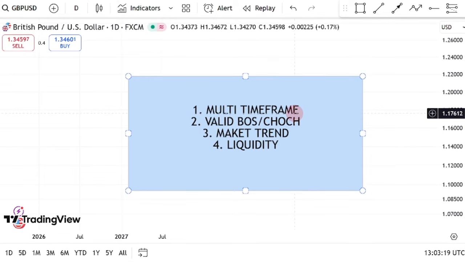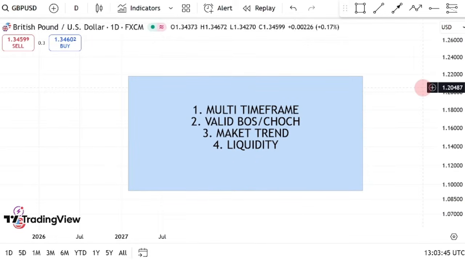When we are talking about multi-time frame analysis, we are trying to look at the chart from different time frames, maybe the monthly, weekly, daily, 4 hours, down to your entry time frame. So this helps you to understand where the market is heading to. I don't know if you understand that.